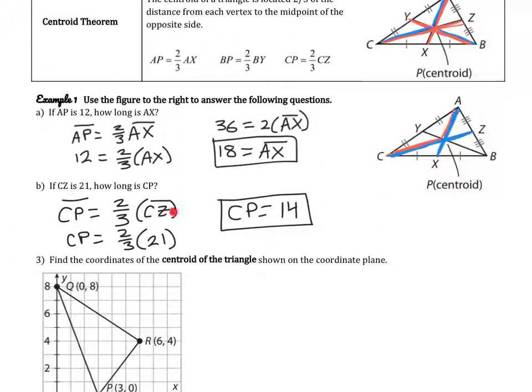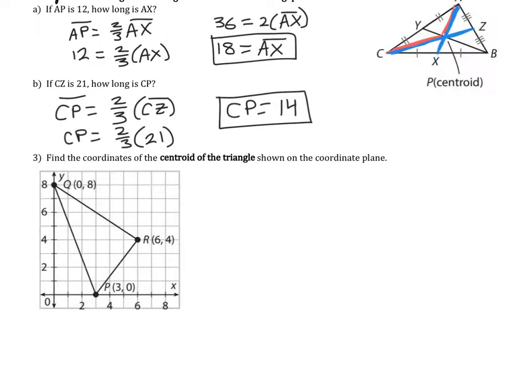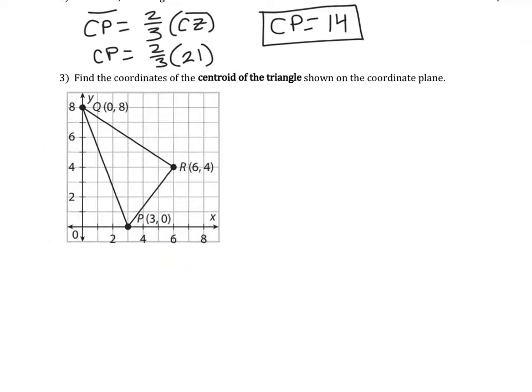So if you start with an equation from one of our 3 formulas, then you should be able to substitute what you know and find the missing length. All right, so in number 3, here we have a triangle, and we know the 3 coordinates of this triangle. And they ask us to find the coordinates of the centroid. So that means that I'm going to need to draw in at least 2 medians. So let's start by drawing a median from point P. So that means that I'm going to need to find the midpoint of QR.